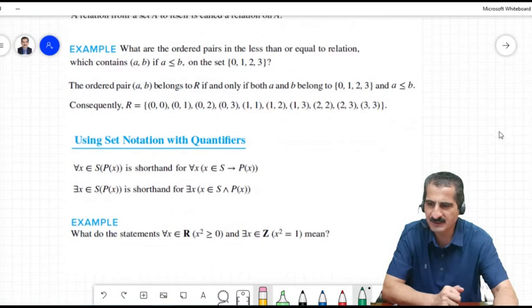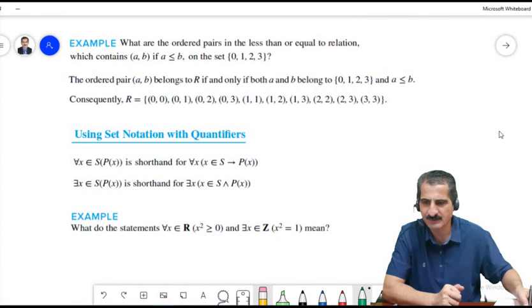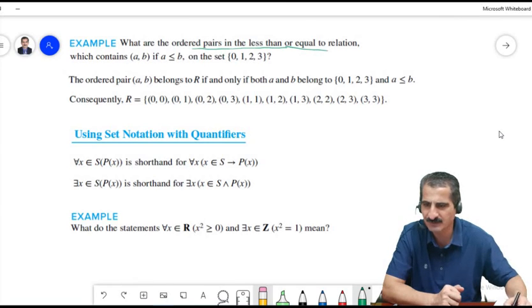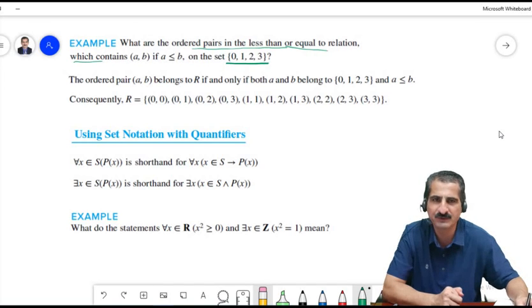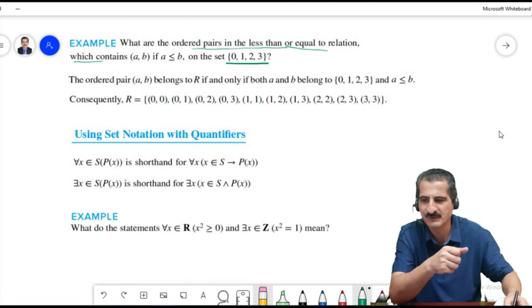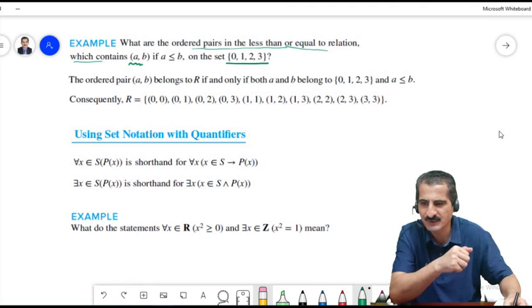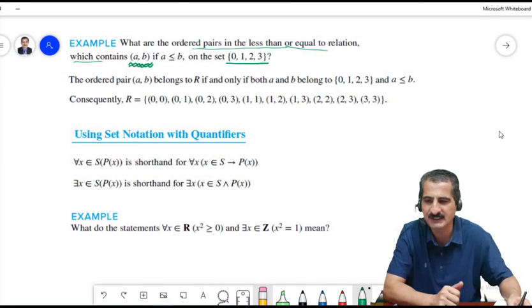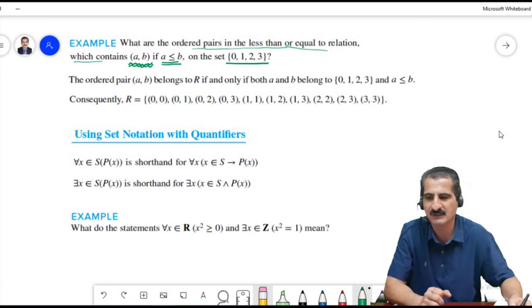Here is another relation. What are the ordered pairs in the less than or equal to relation? We have this set 0, 1, 2, and 3. It says define a relation between two elements. Write it this way, a, b, an ordered pair, only when a is less than or equal to b. This is the relation between a and b.